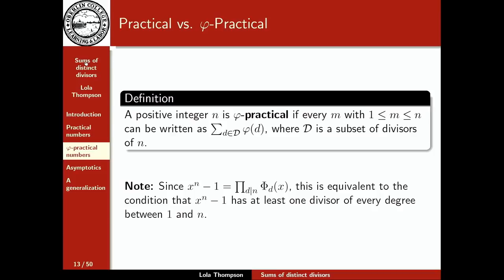Okay, so what does this have to do with divisors of x^n - 1? Well, we'll define a positive integer n to be phi practical if every number between 1 and n can be written as a sum of phi of d's, where the d's come from the divisors of n.